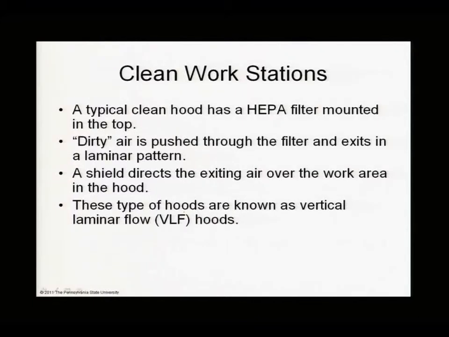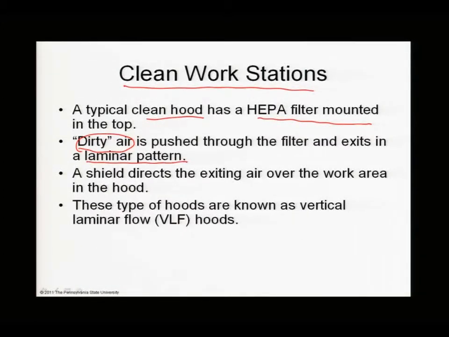So if we have a workstation, let's get back to this idea of a workstation. It has these HEPA filters to clean the air. And typically, this workstation is called a clean workstation, or a clean hood, or if it's a chemical hood with this type of filtering, it could be called a chemical hood. It has the HEPA filter mounted at the top, and the dirty air is pushed through the filter. Now this isn't dirty air, this is just regular air. So I'm using dirty air to mean just regular air. It's pushed through the filter, and then it exits in a laminar pattern.